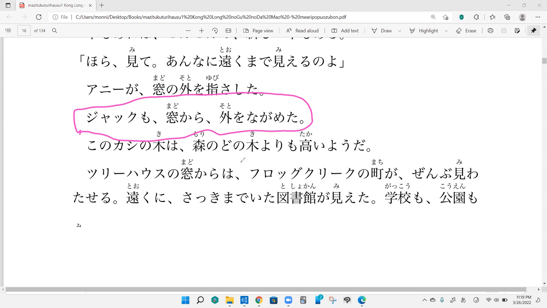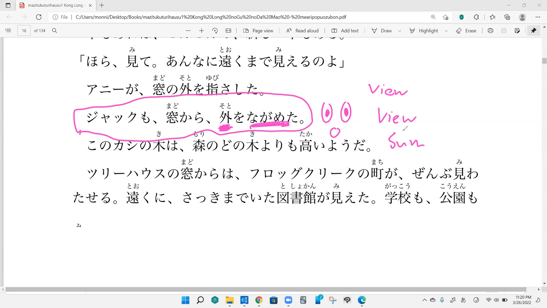Jack mo mado kara soto o nagameta. So Jack looked out the window after a little bit. What does soto mean? Outside. And what part is meaning looked in this context? There's no mita in the sentence. There's nagameta. It's one word. In this case, specifically, nagameta means like to view something, like to view a view. So in English, we don't say to view a view. Yeah, to view a view. So miru just means you're looking. It has more of the surveying meaning.